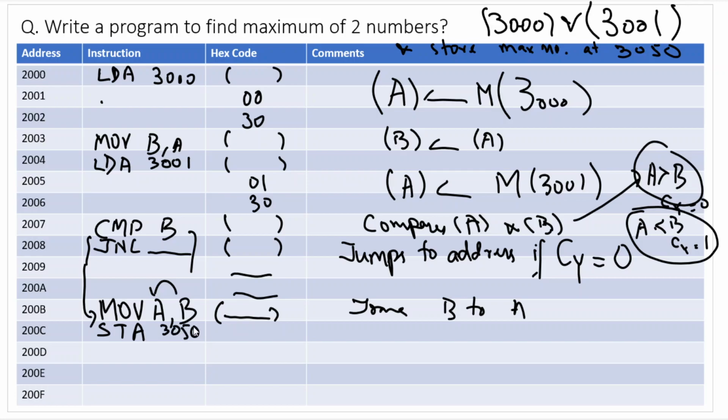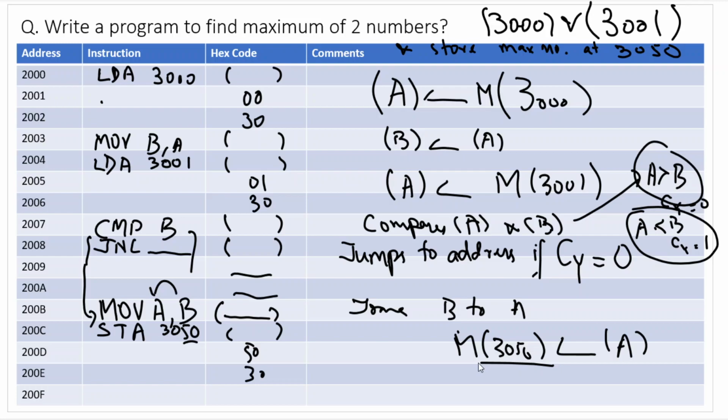3050. So what does this instruction do? STA stores the contents of the accumulator at this memory location, that is 3050. So here you will write the opcode of the STA instruction from the chart. Here you will write the least significant byte of the address, that's 50. Here you will write the most significant byte of the address, that is 30. Fine. So it simply stores the contents of the accumulator at the memory location 3050. Fine. So this is your STA instruction.